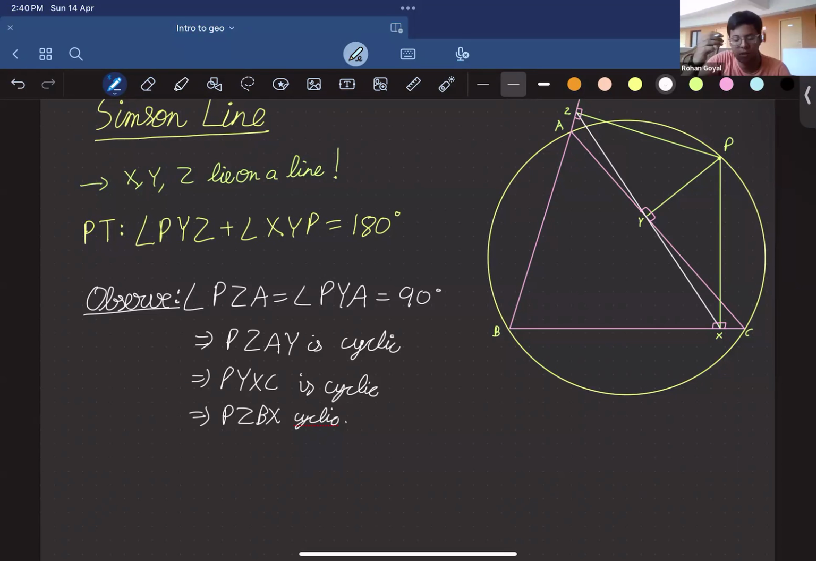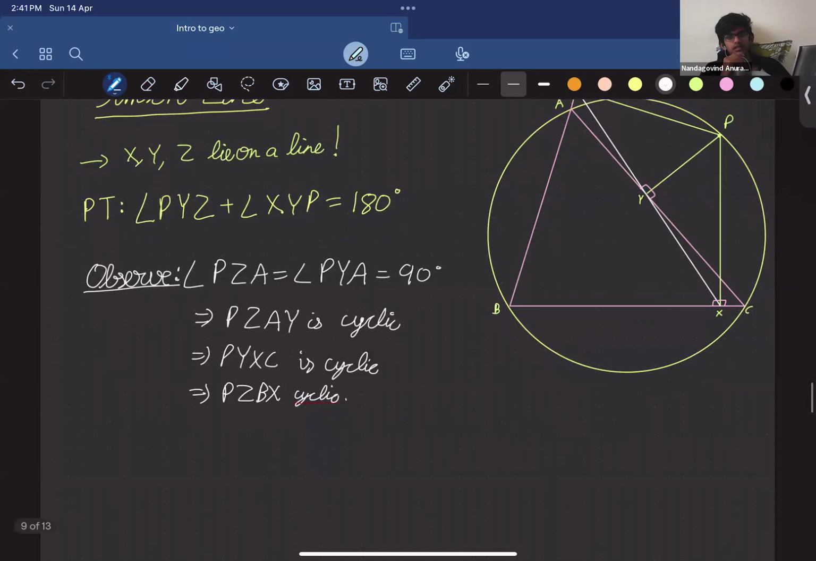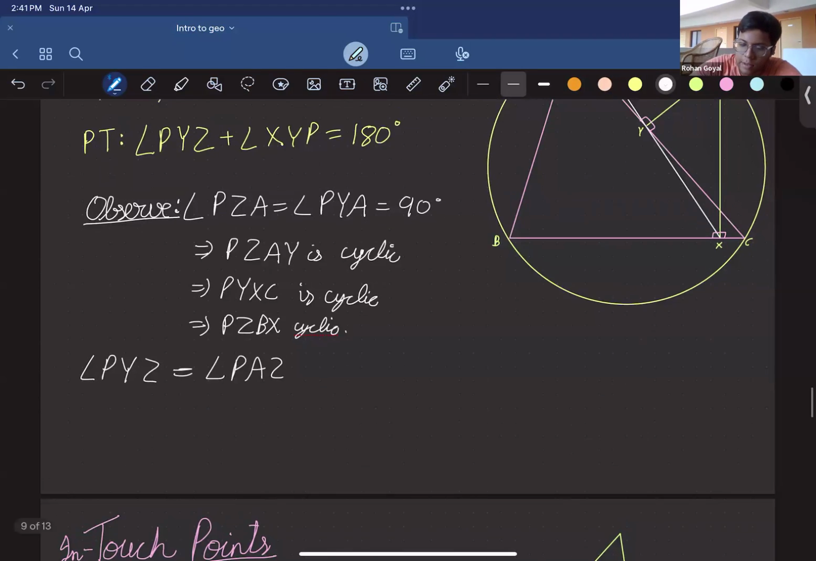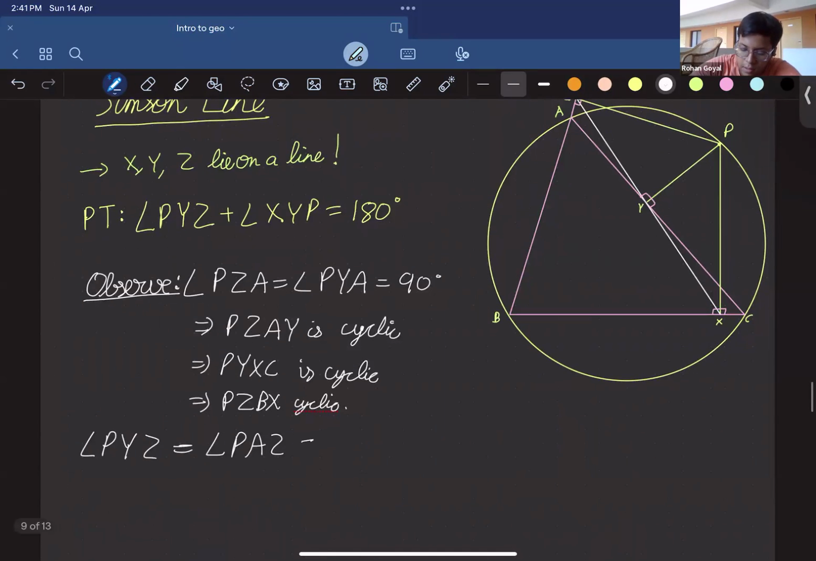Good. So now that we have these cyclicities, how do we talk about angle PYZ from our previous discussion? So we will have that PYZ is simply PAZ. Good. Angle PYZ is just angle PAZ. And having eliminated Y from this angle, I can even eliminate Z from this angle. So this is just 180 degrees minus angle BAP. Yes.